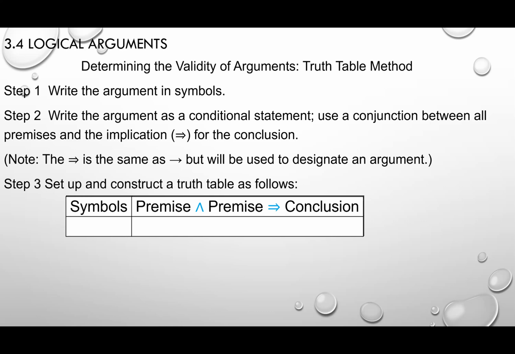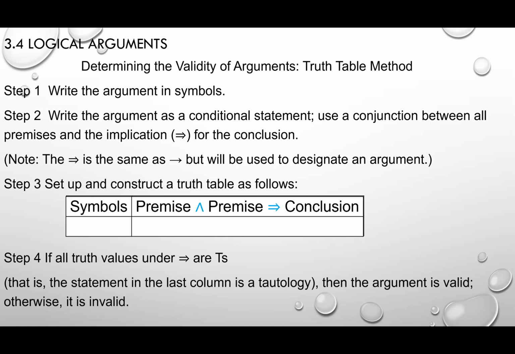Once you set this up, all you do is construct your truth table. If your last column is a tautology, which I mentioned earlier means all true, then it's a valid argument. If it's not a tautology, then it's an invalid argument. It has to be a tautology or nothing at all. So either all true, a tautology, and that will be your valid argument, or if it's not, it will be invalid.